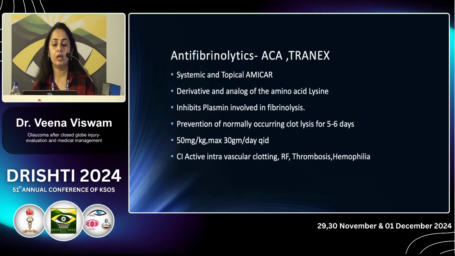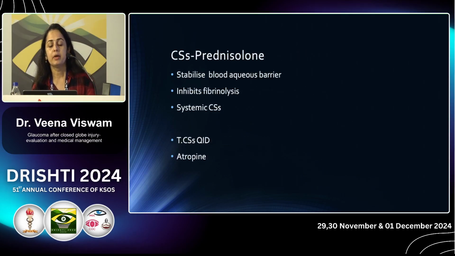It is an analog of the amino acid lysine, and it inhibits plasmin, which is involved in fibrinolysis, and it prevents the normally occurring clot lysis, which usually occurs after 5 to 6 days, and that is what usually results in a rebleed. So in rebleeding cases, tranexamic acid is usually found to be effective. The dose is 50 milligram per kilogram, and a maximum of 30 grams per day QID may be given. It is usually contraindicated in active intravascular clotting, thrombosis, hemophilia, and renal failure patients.